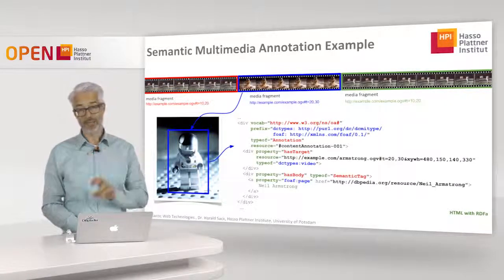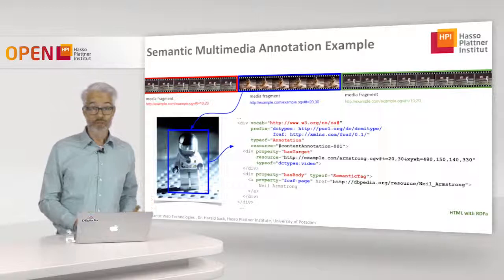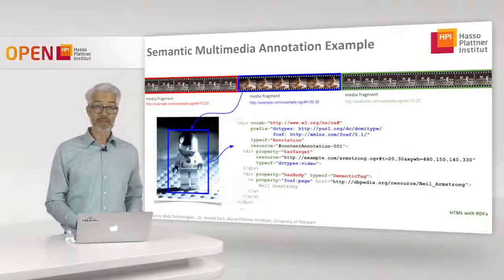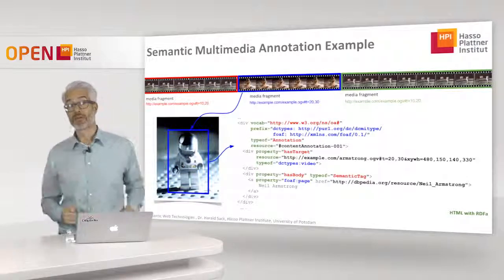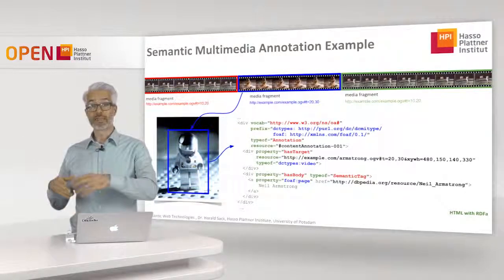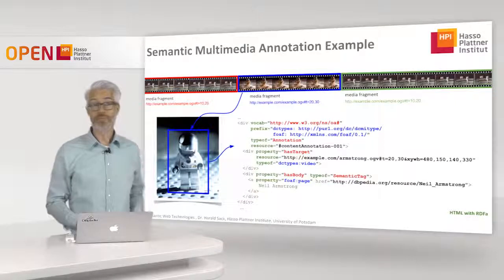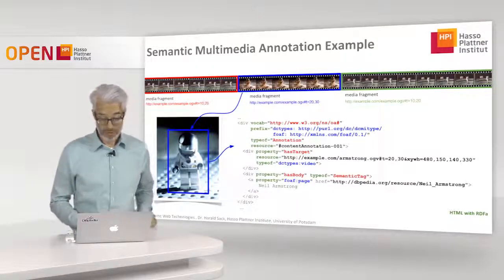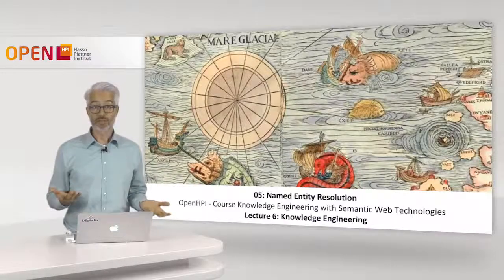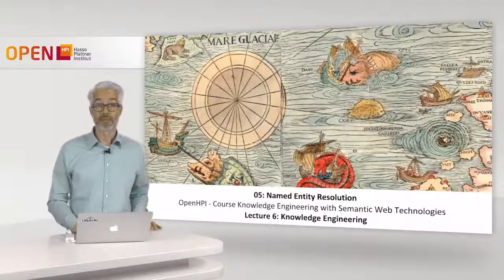In text annotation, the process of identifying so-called named entities which can be connected to other resources available in a database or knowledge base like DBpedia is called named entity resolution. And exactly named entity resolution will be the next part in our lecture.